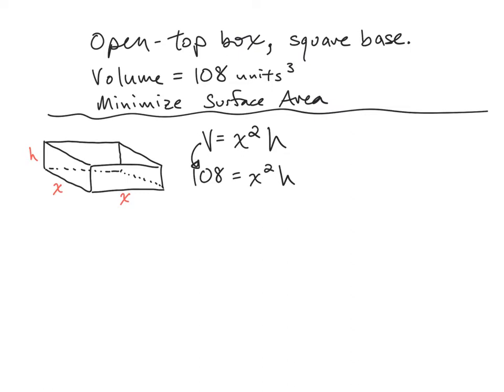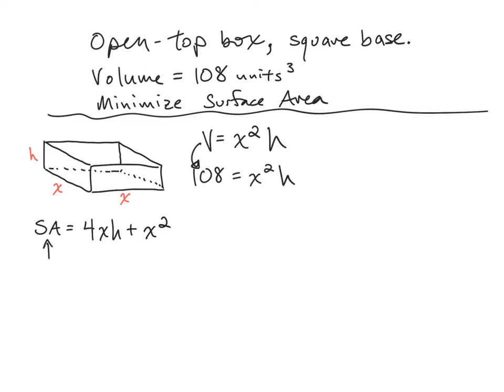This is, in fact, the secondary equation, which we will use here in a moment. The primary equation will be the surface area equation. And that's what you get when you multiply to get the areas of each of the walls, which will have a length of x and a height of h. And there are four walls plus the area of the base. So this is what we're trying to minimize.